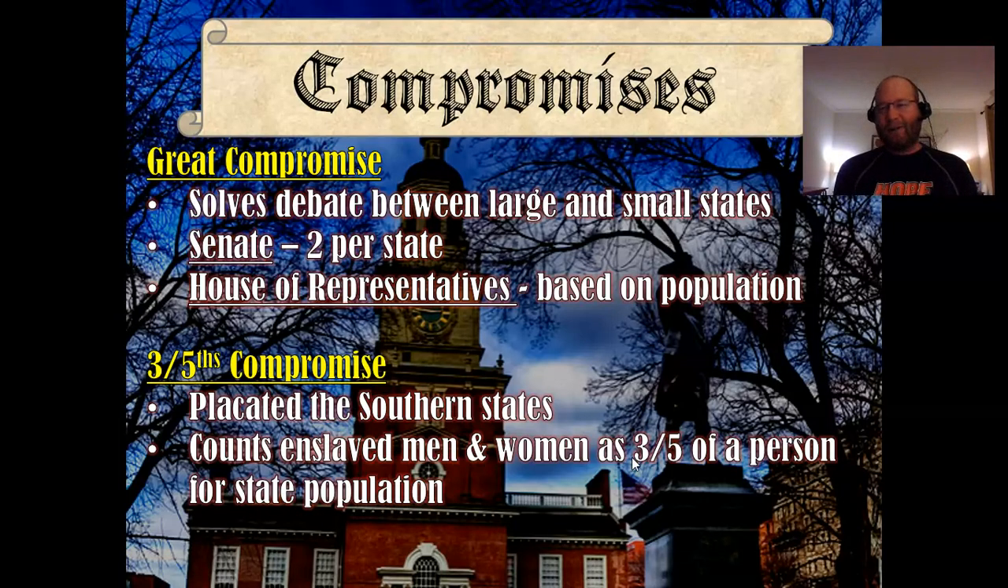I don't know, and I've got to do my research on this. I don't know why they just didn't go half. That seems to make the most sense, but they went 3/5. So that's the 3/5 compromise. For every 5 slaves a state had, they could count it as 3 toward their population, or each slave counted as 3/5 of a person toward a state's population count.